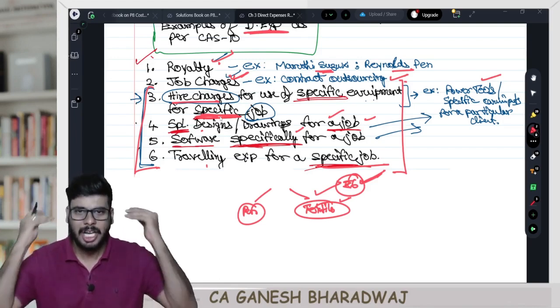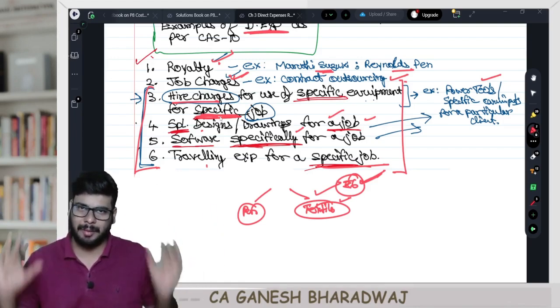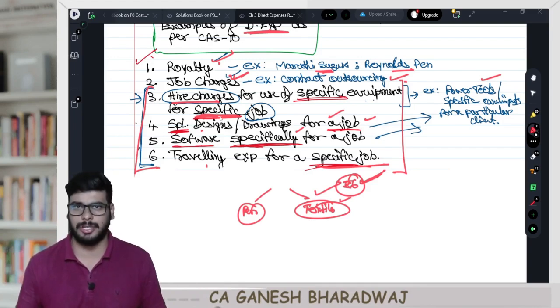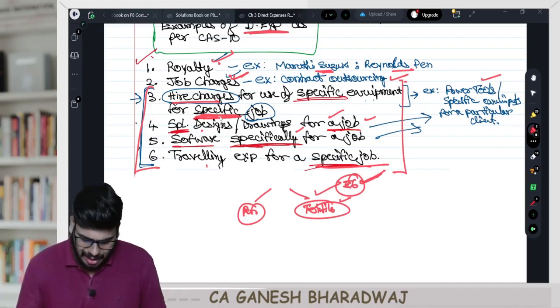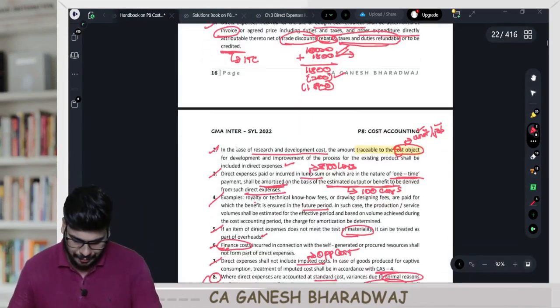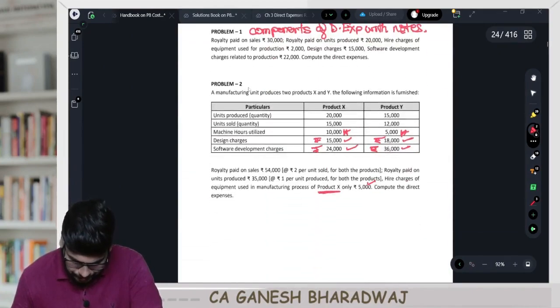Are you clear with this? Logically, an easy way to remember, just do it. This is the logical way also to remember. Are you clear with this? Right? This is all this chapter says. Nothing else is there in this chapter. Clear? Let's quickly do one question and finish it off.